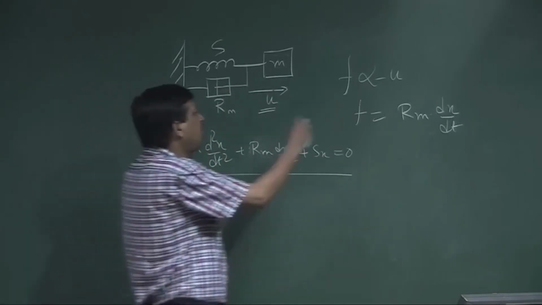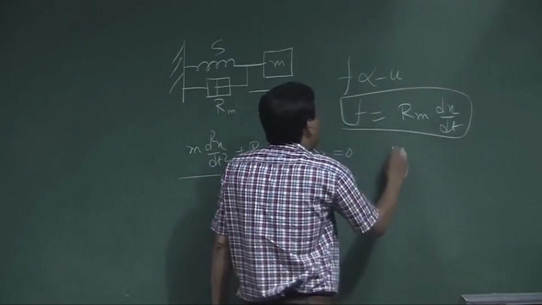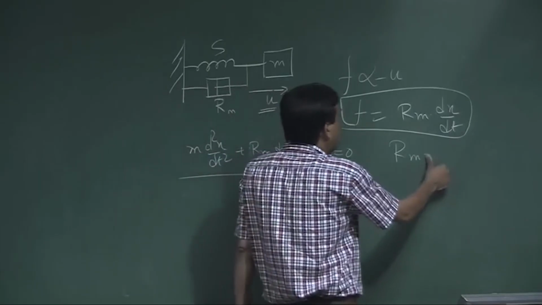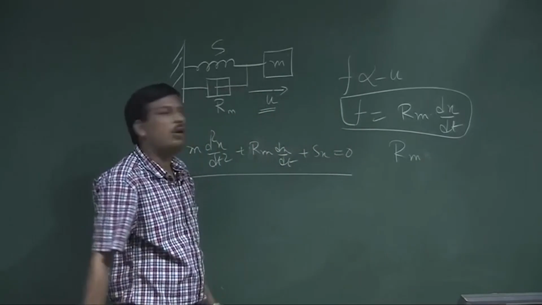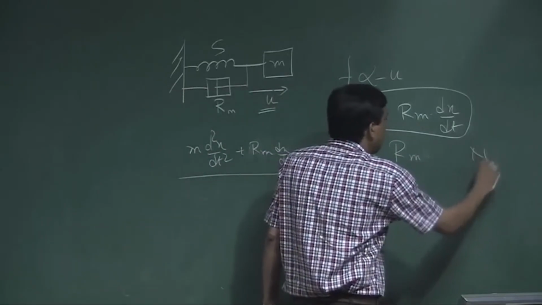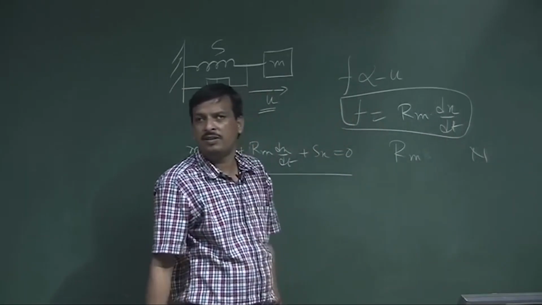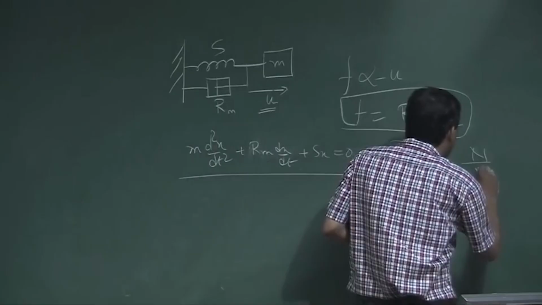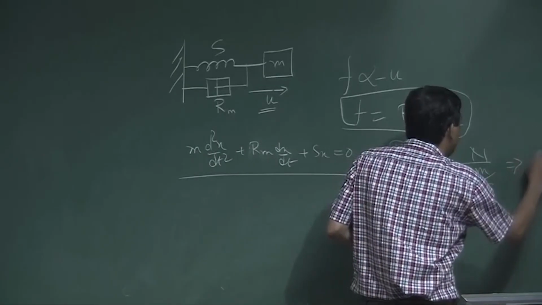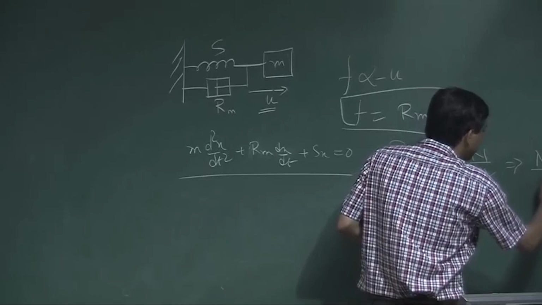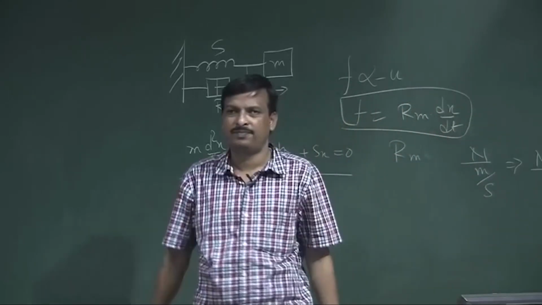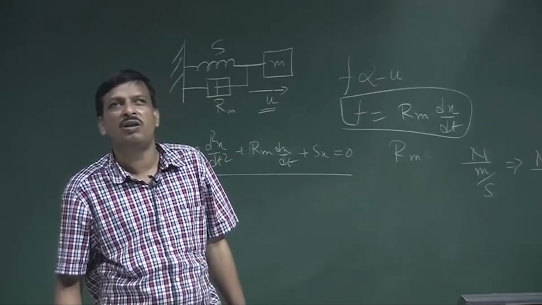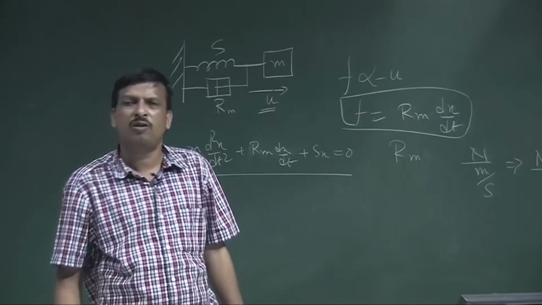Okay. Now, if this is the equation, can you tell me what is the unit of Rm? How do you express Rm? What is the unit of force? Newton. What is the unit of speed? Meter per second. So, it is nothing but force by u, which is Newton by meter per second, which is Newton second per meter. So, the unit of Rm, mechanical resistance, is Newton second per meter. So, that will be the unit.